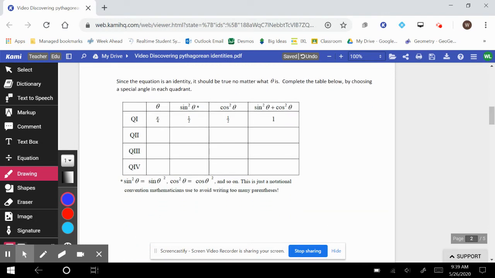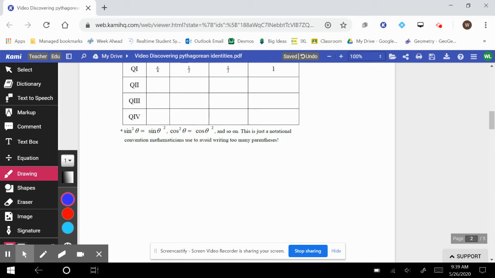Okay, so now you should have finished the previous page, and now you're going to fill out this chart, which is basically we're taking an angle that we know from our unit circle, finding sine squared of that angle, cosine squared for that angle, and then adding them up. In this case here, we got 1. So I'll do the example for quadrant 2. You guys will have to do 3 and 4.